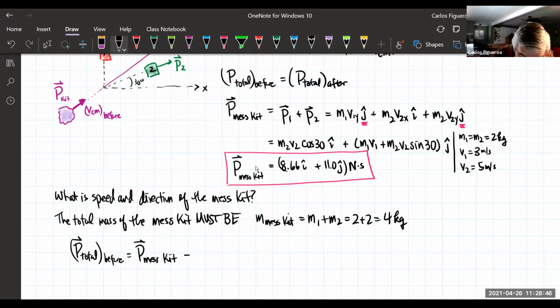But this guy has to be the total mass of the mess kit plus the center of mass beforehand.